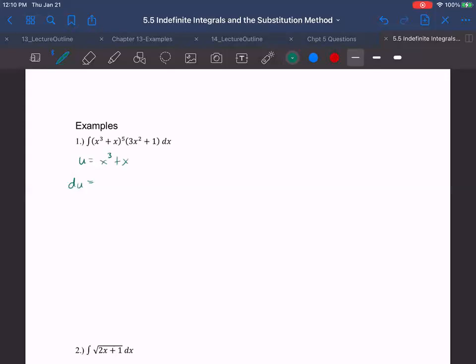Okay, x cubed plus x. And now I'm going to take the derivative and get du equals 3x squared plus 1, and then chain rule times dx, like that. Probably back in calculus 1, you would have just written it as du dx equals 3x squared plus 1, right? But no, we're not going to write it that way here.